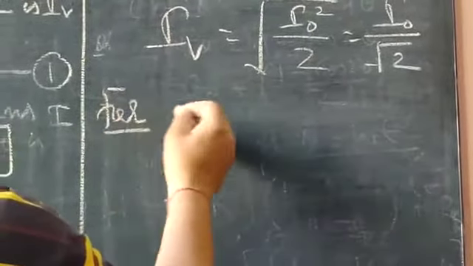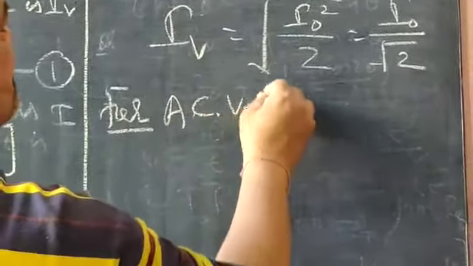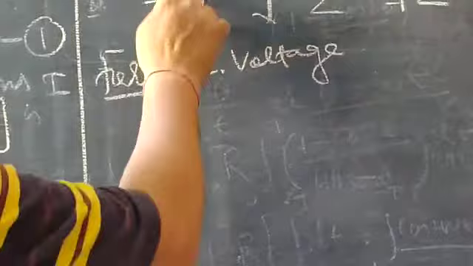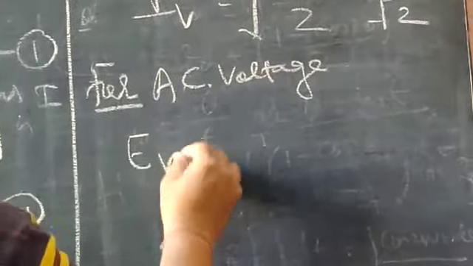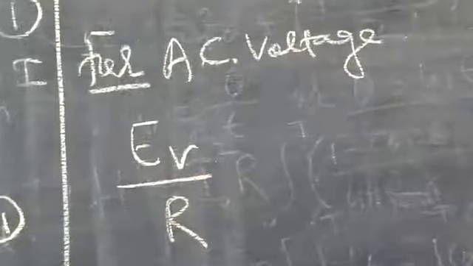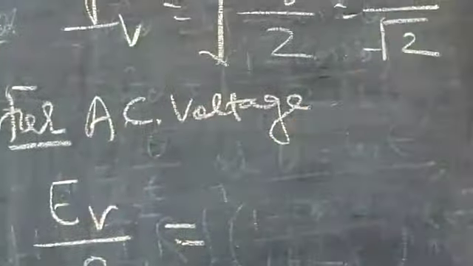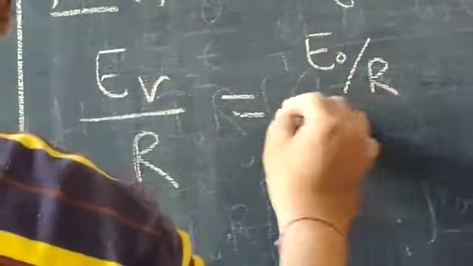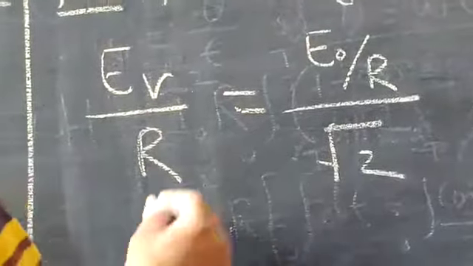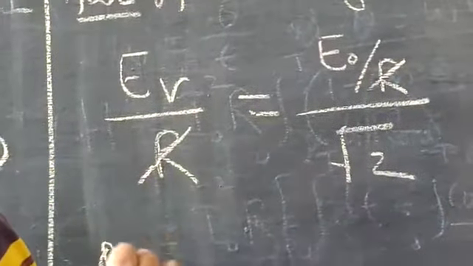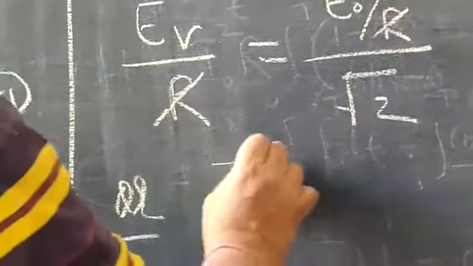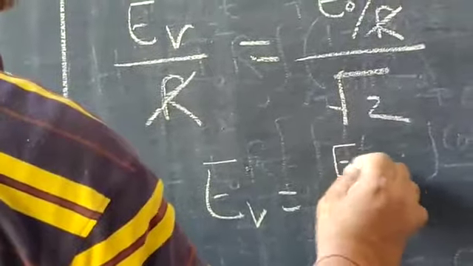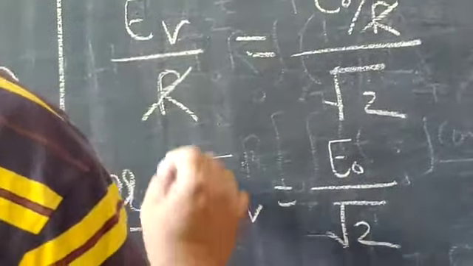For AC voltage, using Ohm's law, IV will be equivalent to E virtual upon R, which is equivalent to I naught, and again by Ohm's law, equivalent to E naught upon R upon root 2. So this R will cancel. So we can write E virtual equivalent to E naught upon root 2.